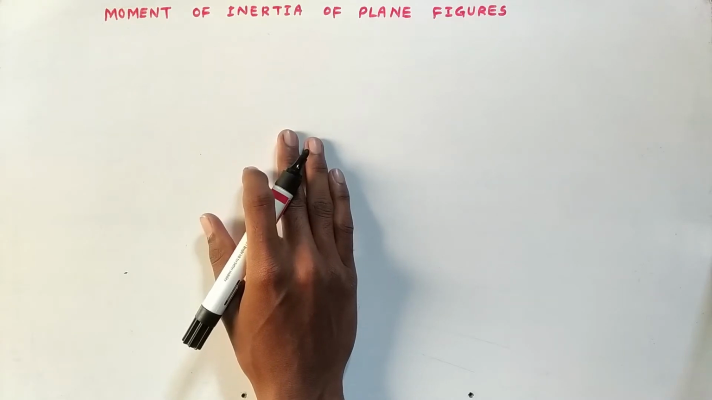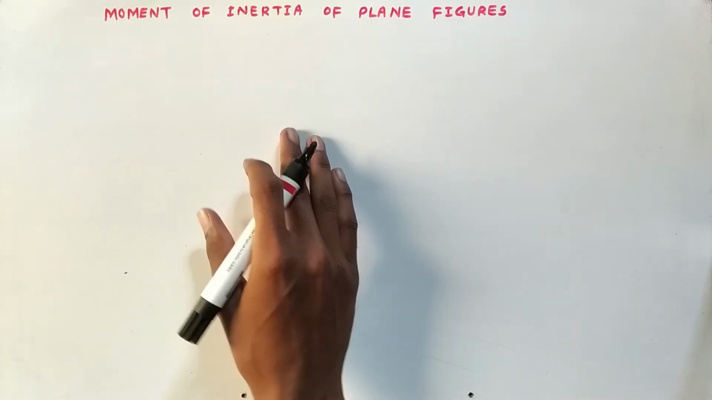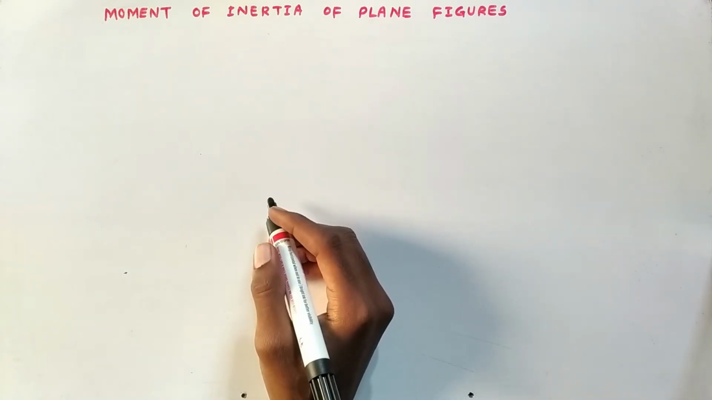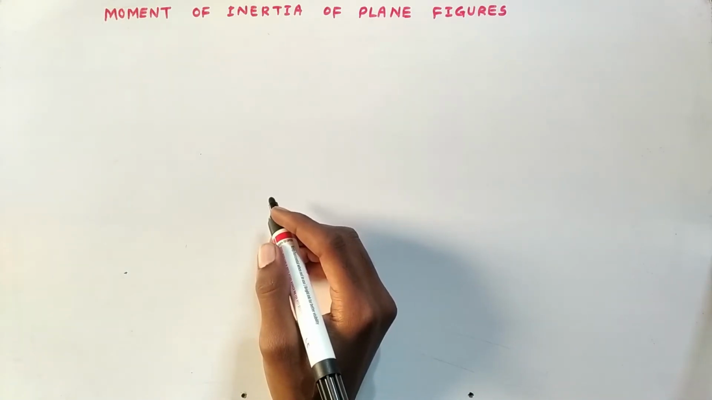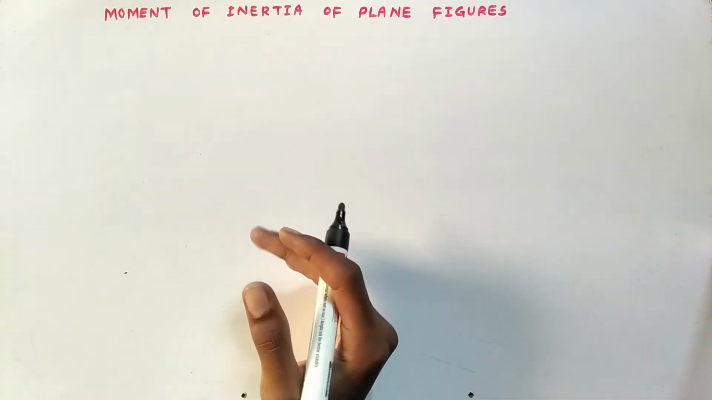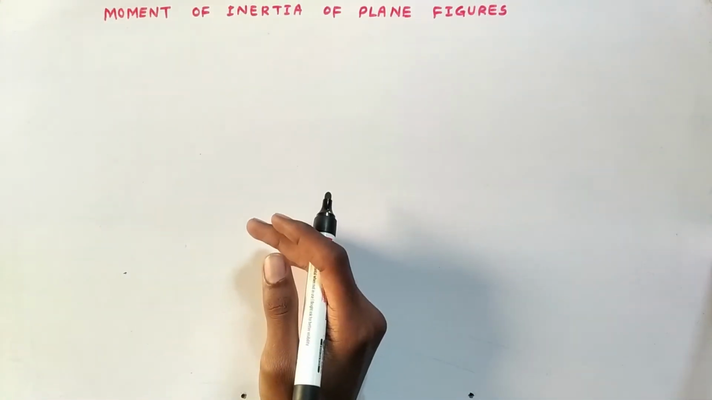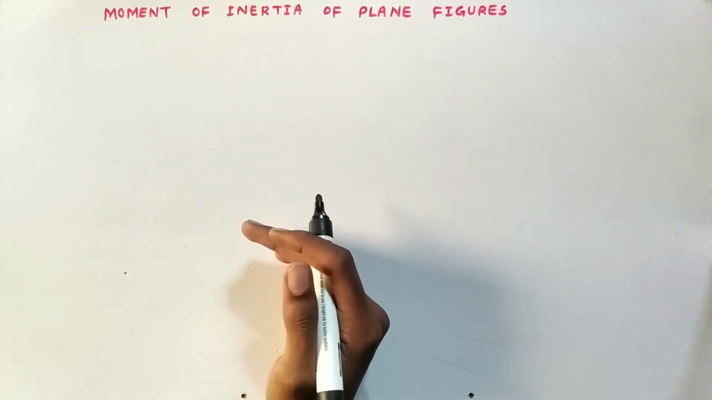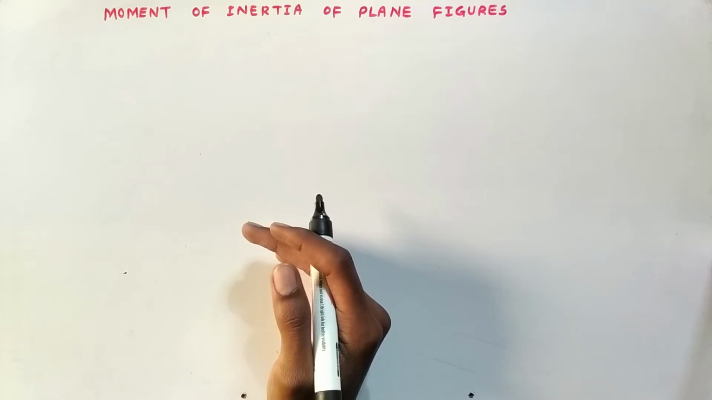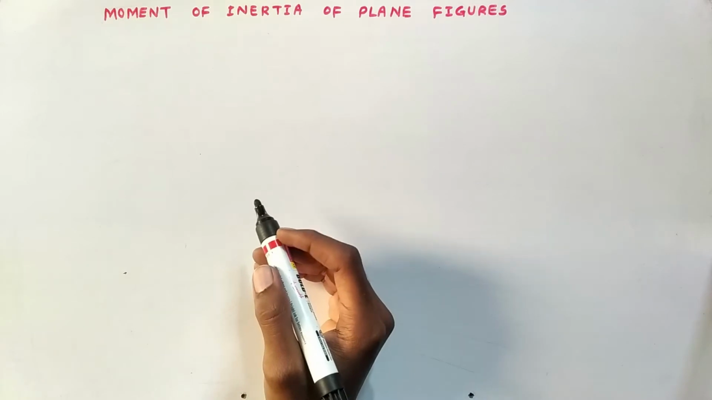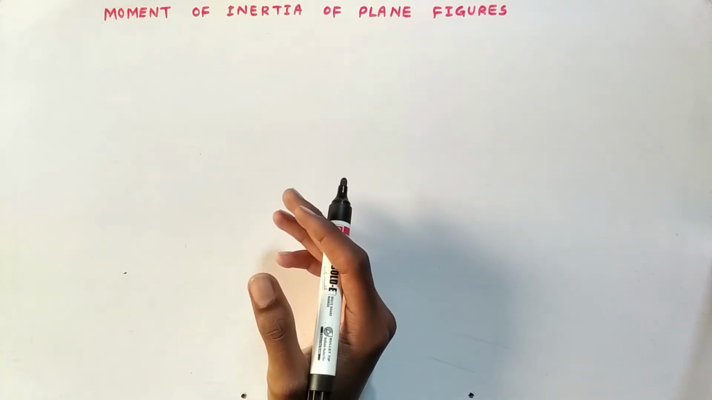Up to previous videos on moment of inertia, we learned how to find the moment of inertia of a rectangular section, hollow rectangular section, circular section and hollow circular section. Also, we have seen the introduction to moment of inertia, parallel axis theorem, perpendicular axis theorem, etc.